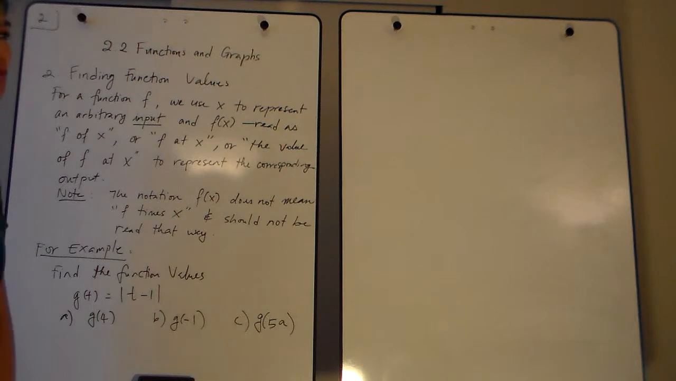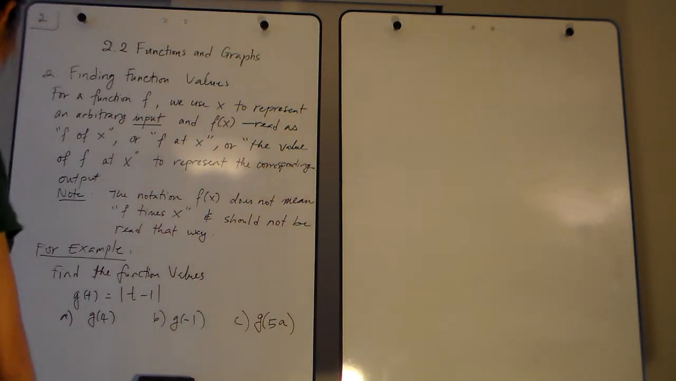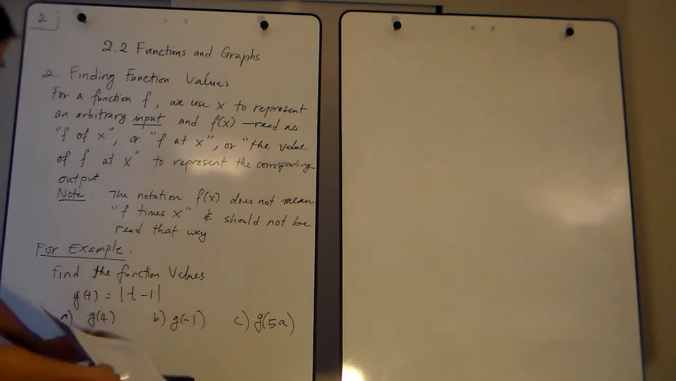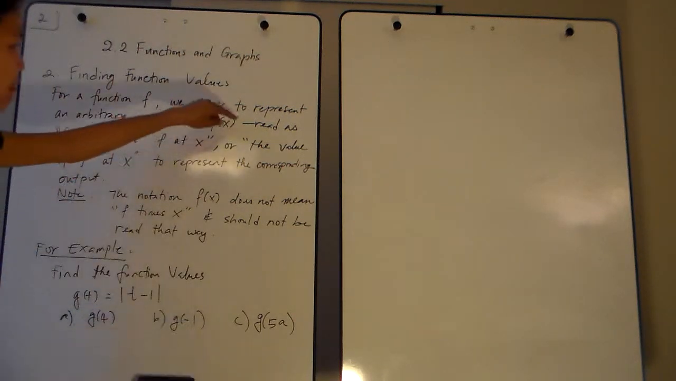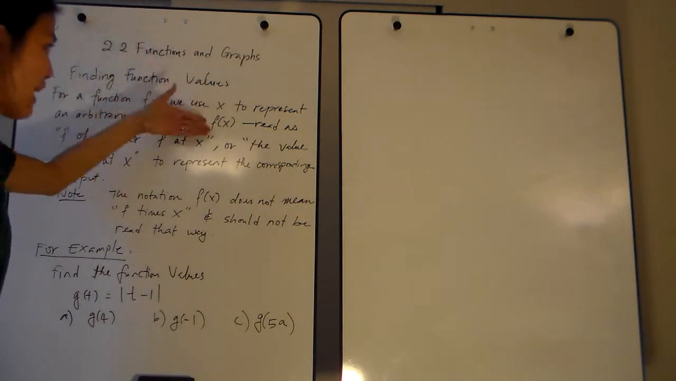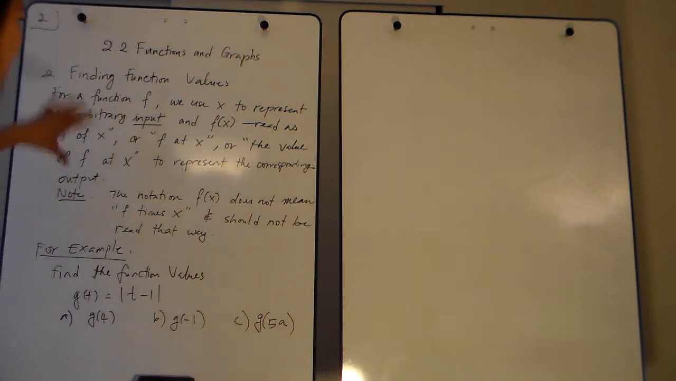Just like the example given with students: what is the output? A student has only one ID. Okay, let's start with an example. Find the function values. g of t equals the absolute value of t minus 1, and we find g at 4. g of something, in this case f of something, this is just notation. It can be f of x, g of x, h of x, but we just use f of x here for the description, but it could be g of x as well.